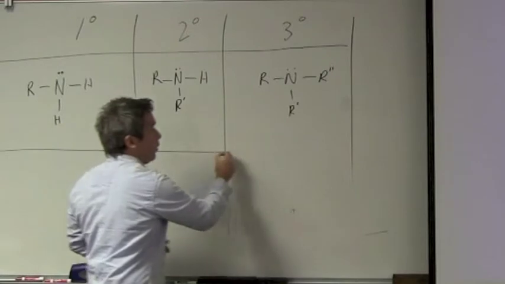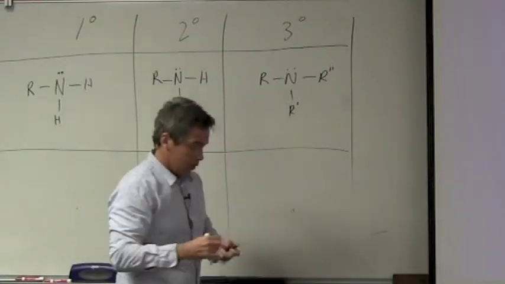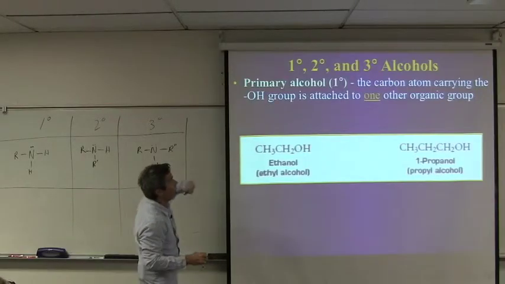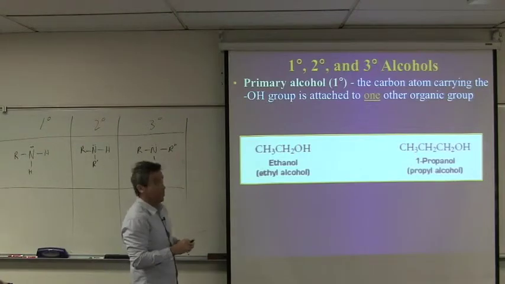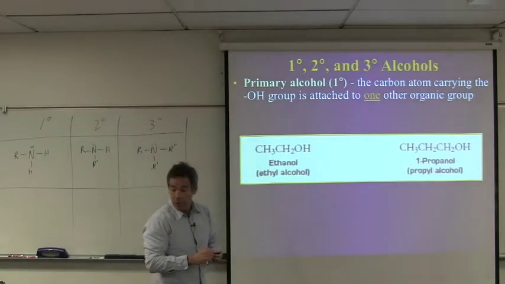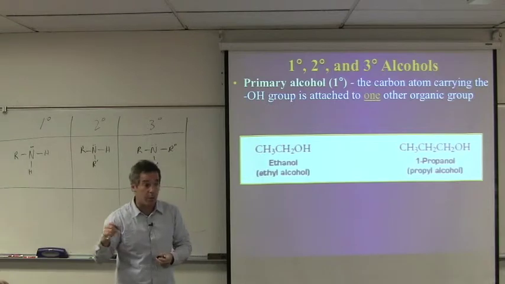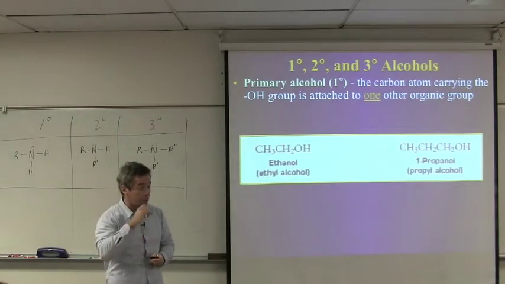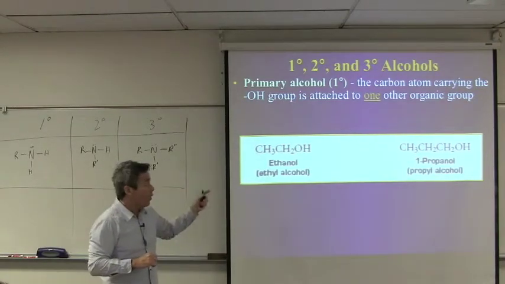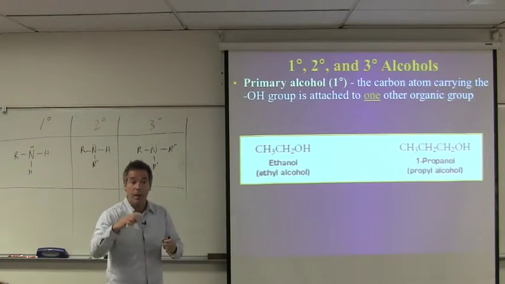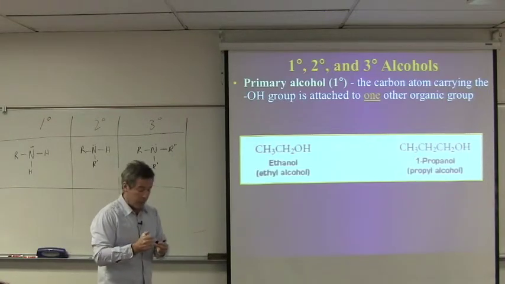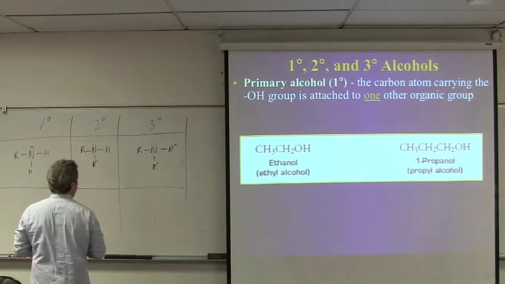There's a similar thing we do for alcohols. In a primary alcohol, the carbon atom carrying the OH group is attached to 1 other organic group. So instead of looking at how many organic groups are attached to the nitrogen, like we did with amines, we're going to look at how many organic groups are attached to the carbon that's bound to the hydroxy group. Let me draw that and show you what I mean. I'll draw just the general form.